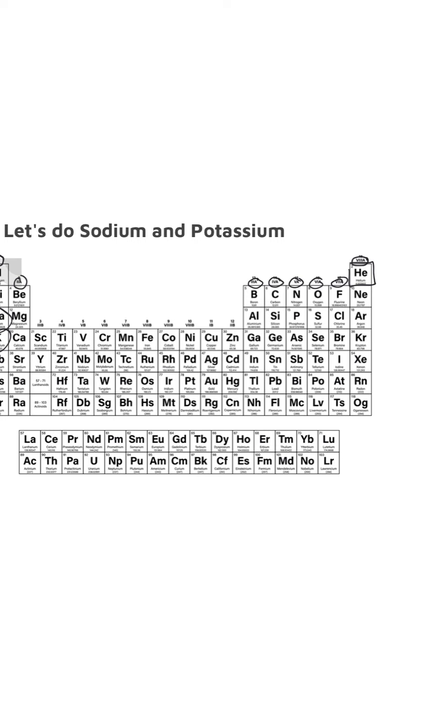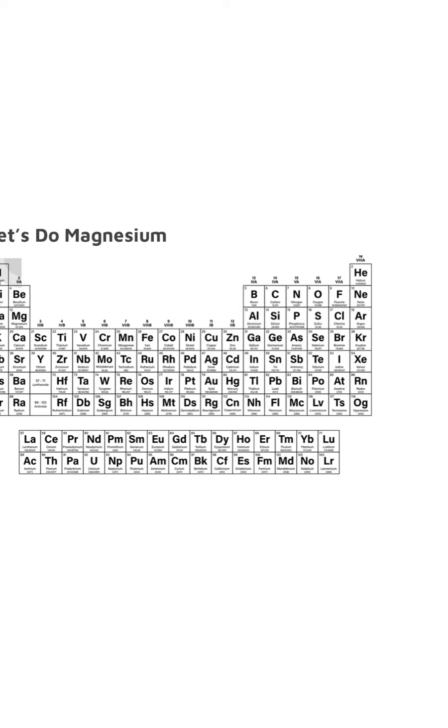Okay, so let's do sodium and potassium. Sodium is Na, so we write down the symbol. And potassium is K. And since both of them are in family number 1, we just need to put 1 dot. And that's it. That's how you do the Lewis dot diagram for sodium and potassium.